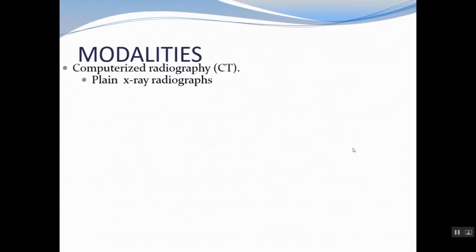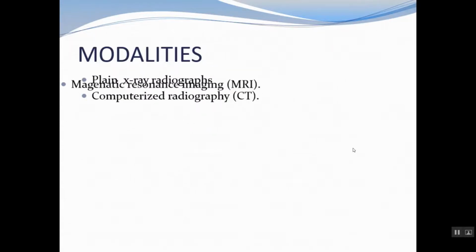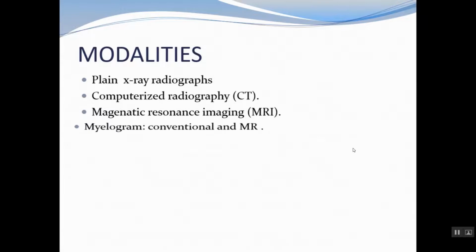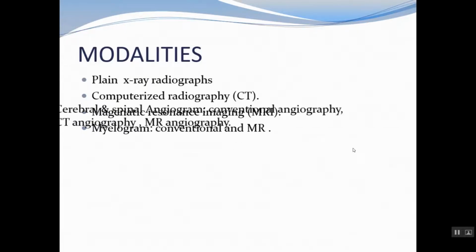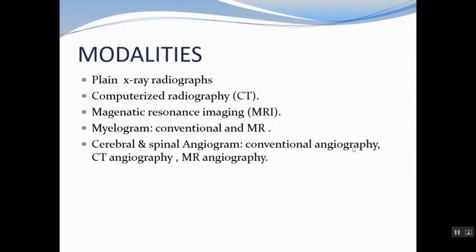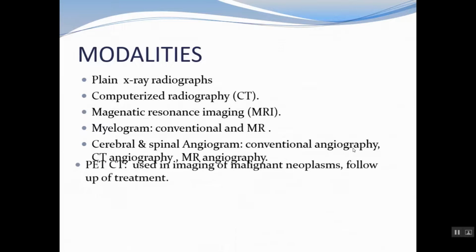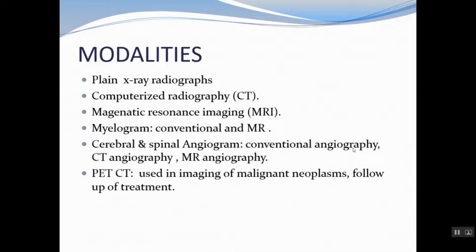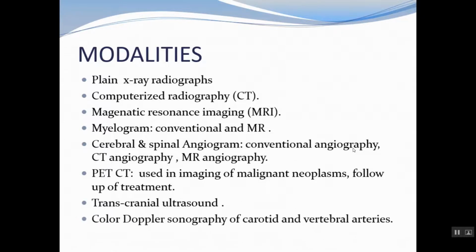The plain X-ray radiographs, the computerized tomography CT, the magnetic resonance imaging MRI, the myelogram, either conventional or MR myelogram, the angiography, cerebral and spinal angiogram, conventional angiogram, CT angiography, and MR angiography. Positron emission tomography or PET-CT can be used in imaging of malignancy and follow-up of treatment. Transcranial ultrasound is used especially in infants and neonates to assess hydrocephalus and intracranial hemorrhage. Color Doppler sonography of carotid and vertebral arteries is used to evaluate the cerebral blood flow.